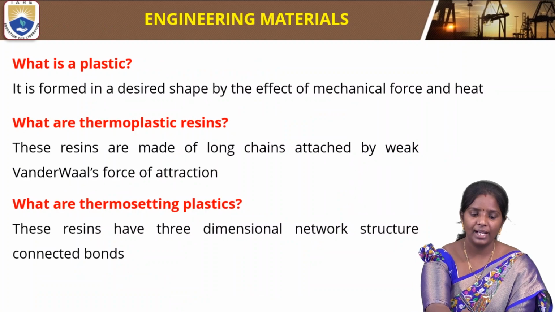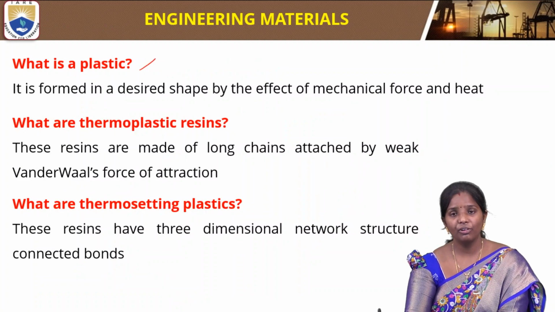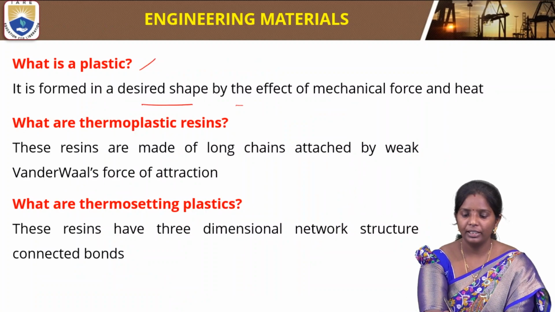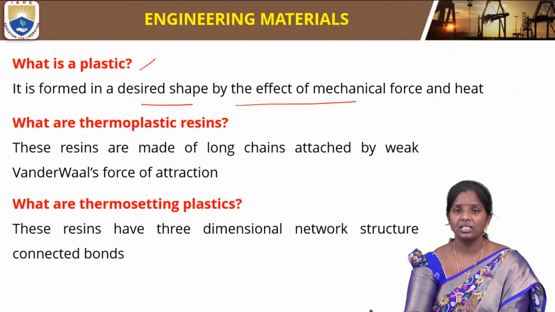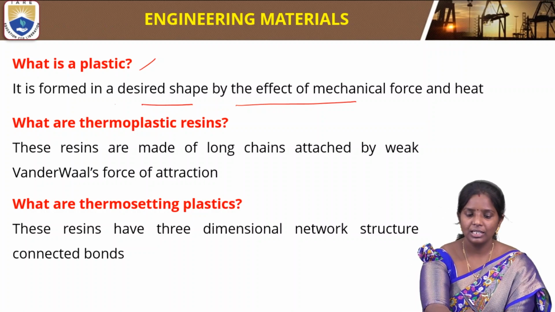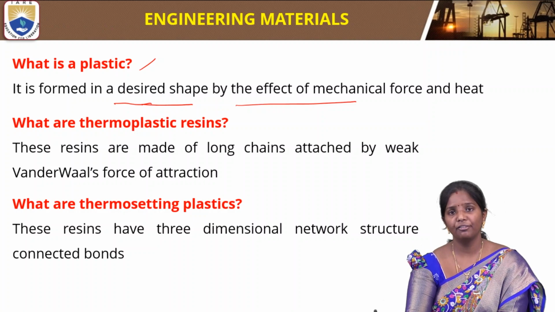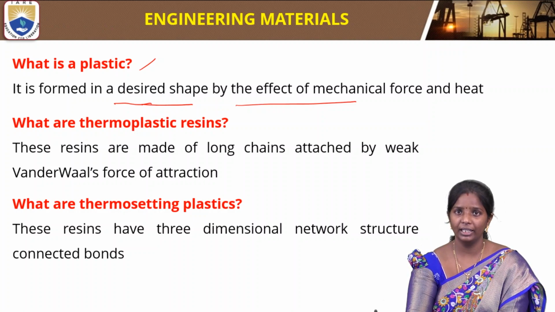Then what is a plastic? Plastic is formed into a desired shape by the effect of mechanical force and heat. Plastic molding machines work on this principle, that the molding of plastic is done with the effect of mechanical force and heat.